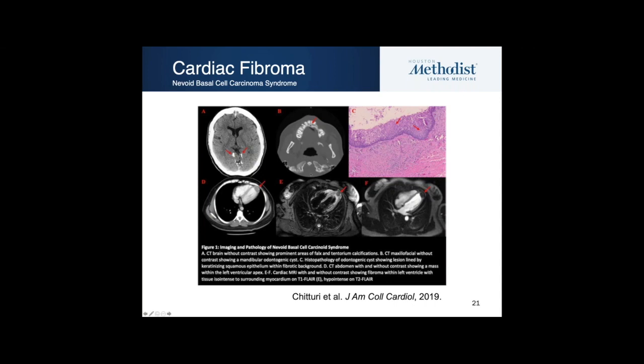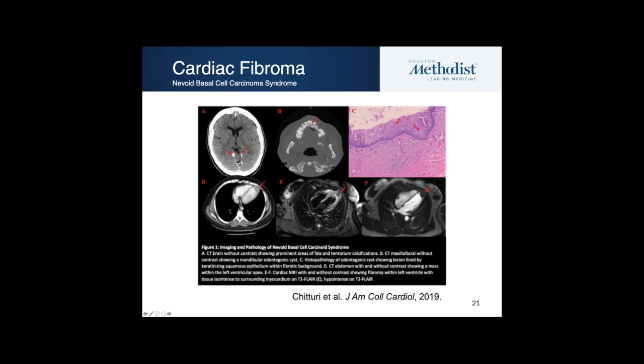And you could see the intracranial, intradural calcifications on head CT, and the odontogenic keratocysts in the mandibular area and the teeth area here. And then here you can see the histopathology, an odontogenic cyst showing a lesion lined by keratinizing squamous epithelium within a fibrotic background. So she initially presented with just nausea and vomiting, vague abdominal symptoms. And it was the CT scan you see here in D that detected this initial mass within the left ventricular apex.